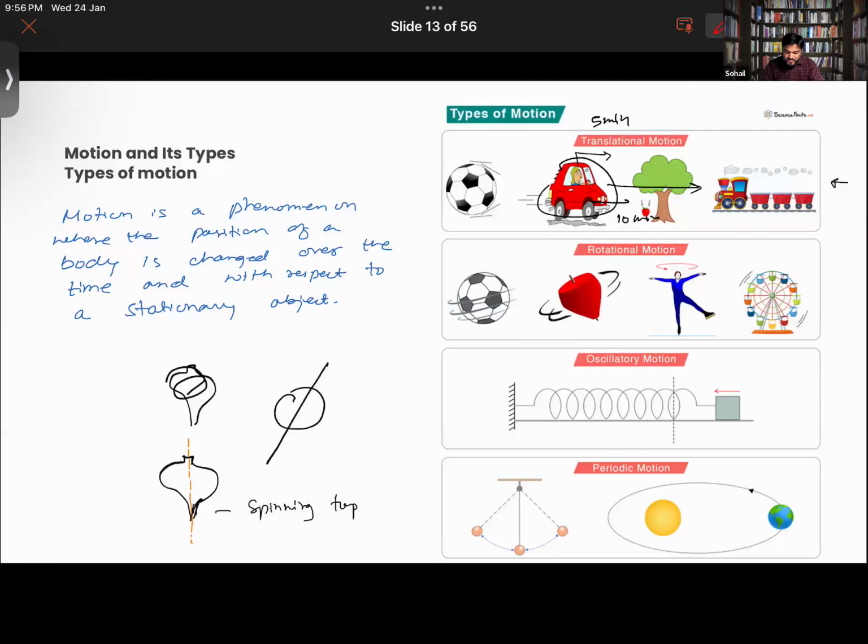Then look at the third type of motion, the oscillatory type of motion. So what do we observe in this oscillatory motion? For example, a spring. You see a spring, it will be doing motion in a particular fashion. If you were to hold a spring and suspend it, it will be moving like this. Getting what I'm trying to say?